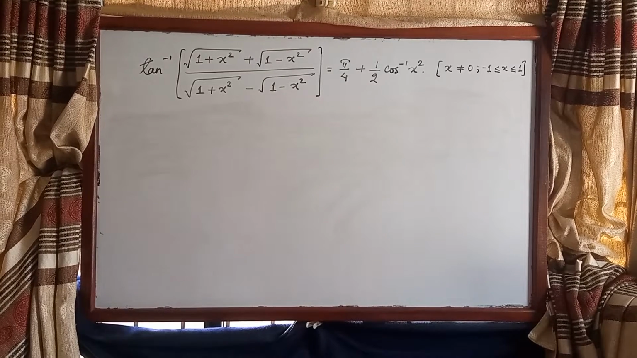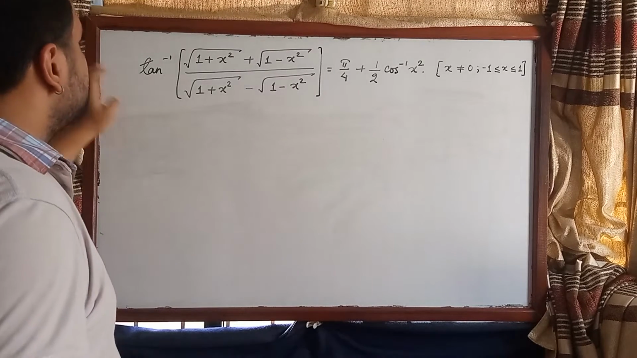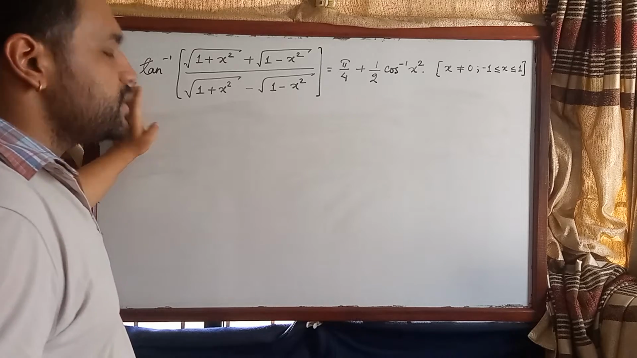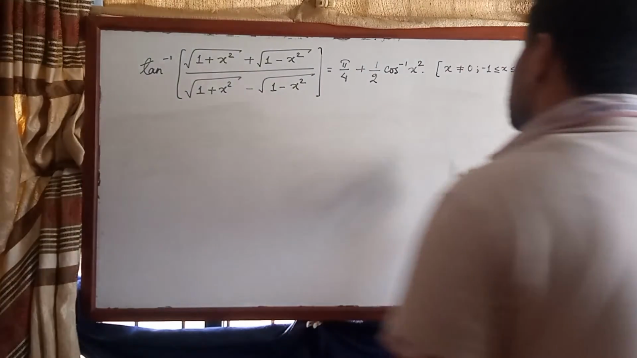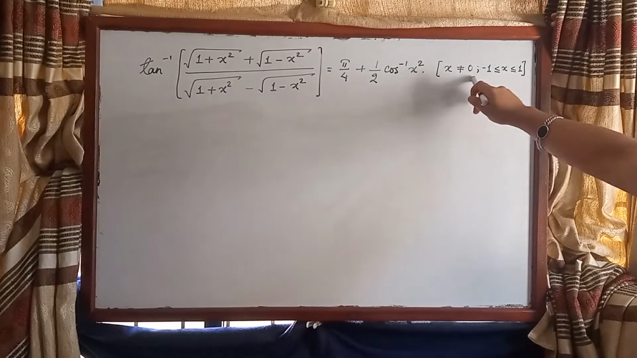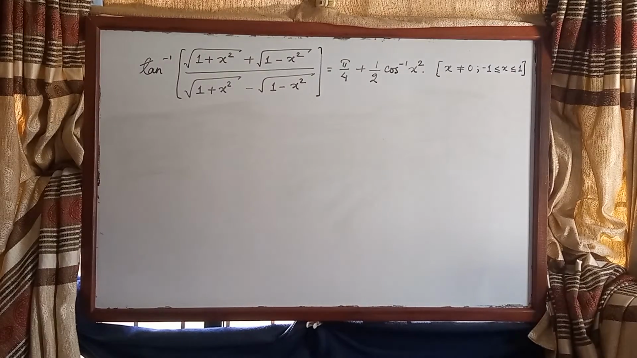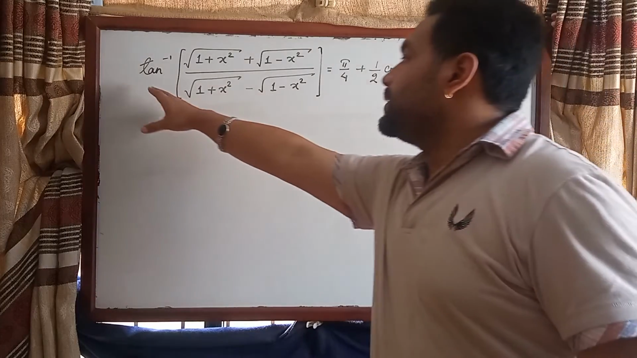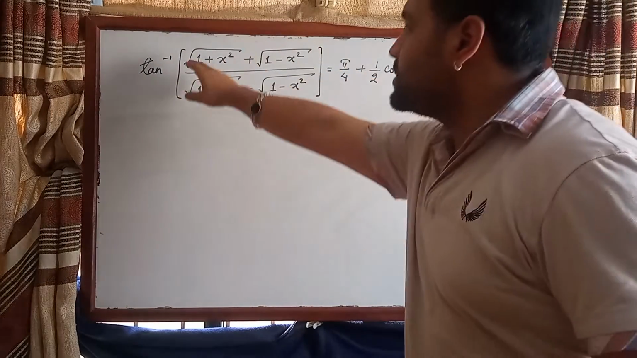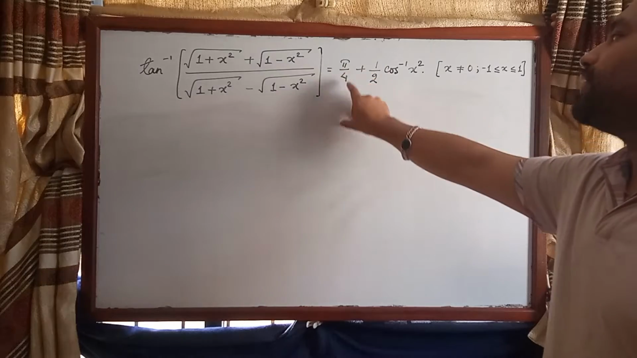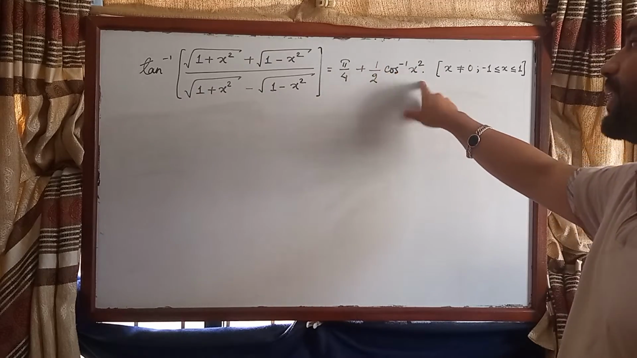Hello everybody, let's quickly prove this identity regarding inverse circular functions. We're given that x is not equal to 0 and is between -1 and 1, okay? And we need to prove that tan inverse of this quantity inside the brackets is equal to pi over 4 plus half cos inverse of x squared.